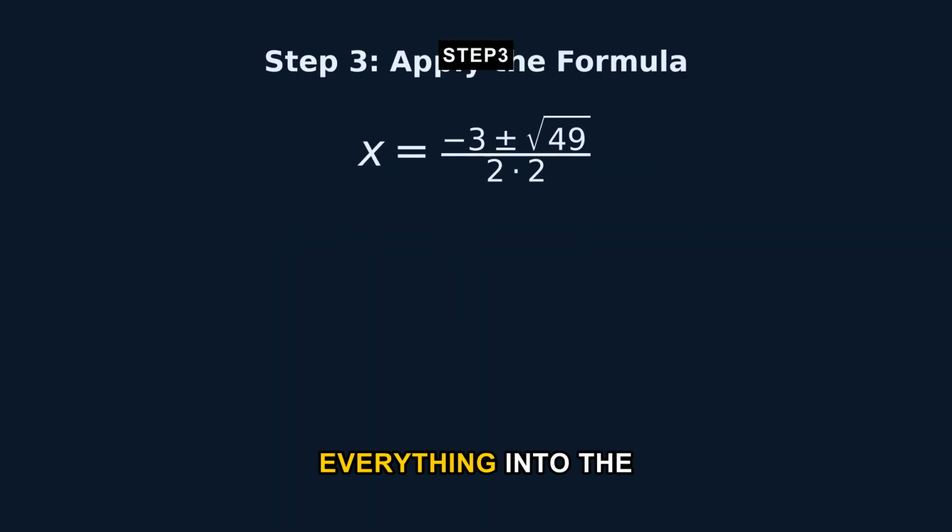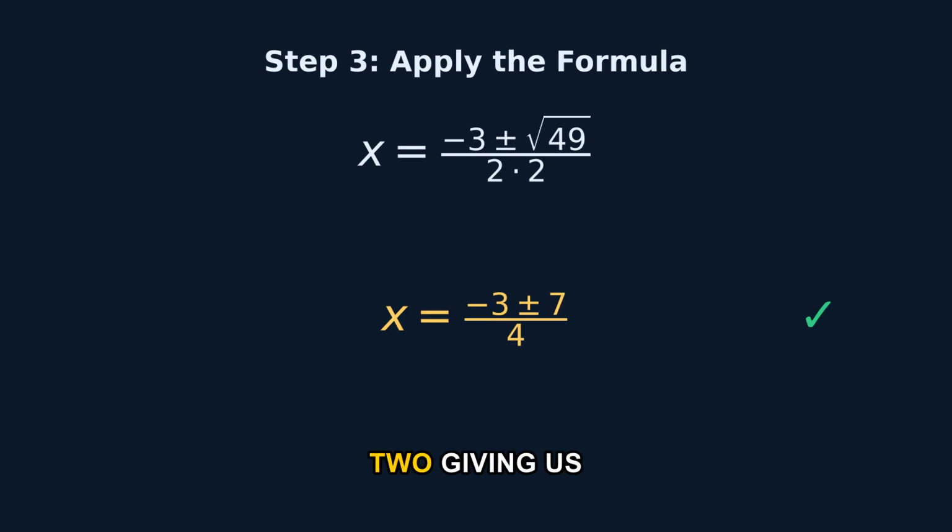Now we plug everything into the quadratic formula. x equals negative b, that's negative 3, plus or minus the square root of 49, all divided by 2 times a, which is 2 times 2, giving us 4 in the denominator. The square root of 49 is 7. So now we have x equals negative 3, plus or minus 7, all divided by 4. See that plus or minus sign? That's the key detail. It means there are two separate cases to compute, and that's exactly how one single formula always gives us two solutions.